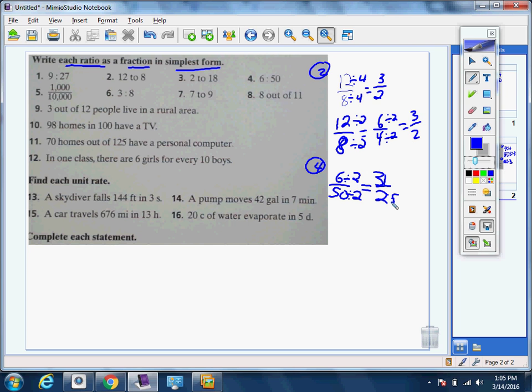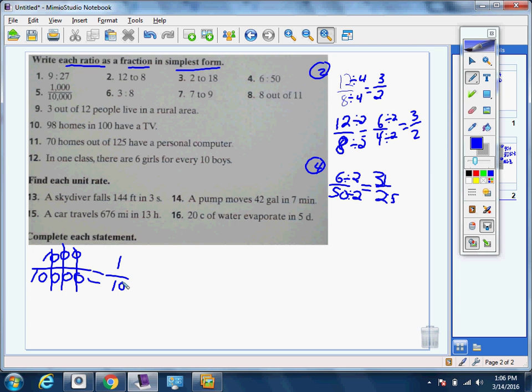Number 5 is actually really easy to do because if you have, let's change colors, 1,000 over 10,000. When you have numbers like this, you can cross out zeros, which winds up being 1 over 10. Did you divide it out? Did you do the odd ones? Is that what you got, 1 over 10?